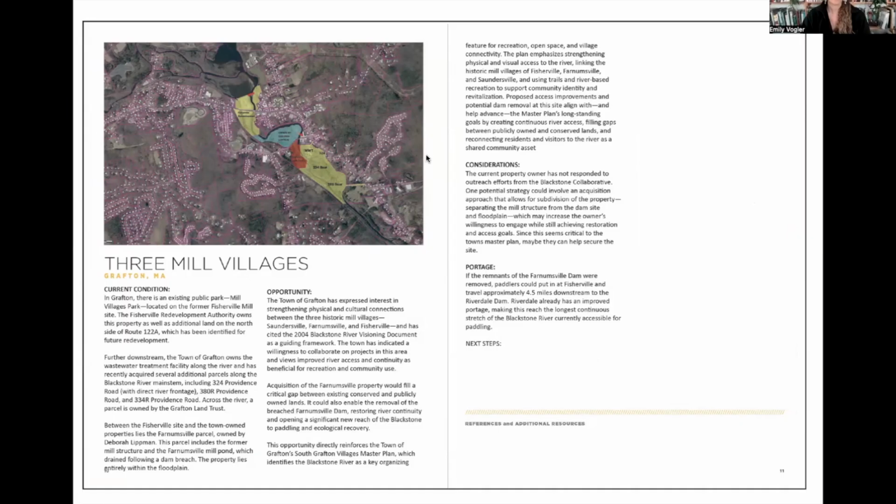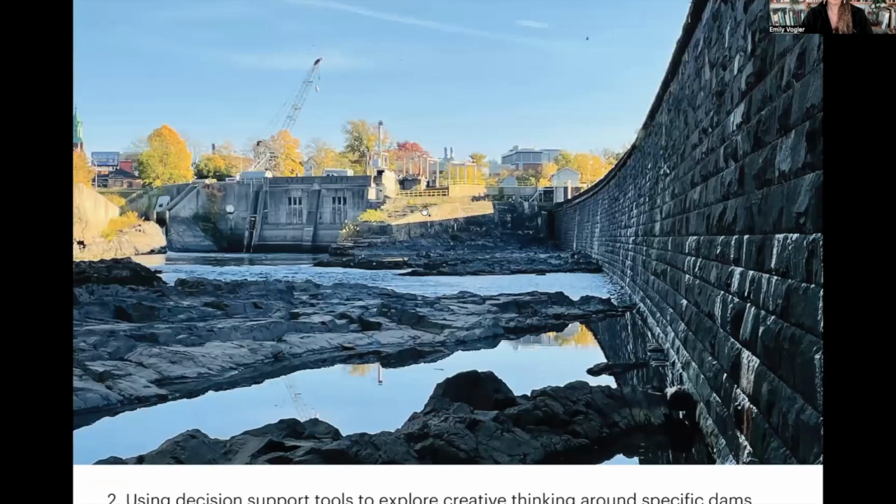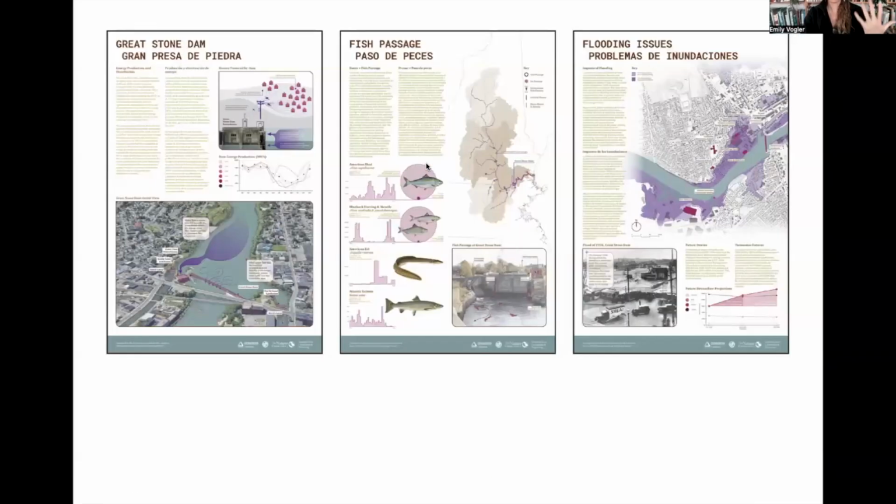We're also working on projects where we're actually just using the decision support tools to explore creative thinking around specific dams, working with some folks here on the call also. This is the dam in Lawrence, the Essex Dam, and we're trying to hone in and really use our tools, test these tools, and iterate with them. We've been working in order to do that first stage of how we just learn about what's going on with this river.